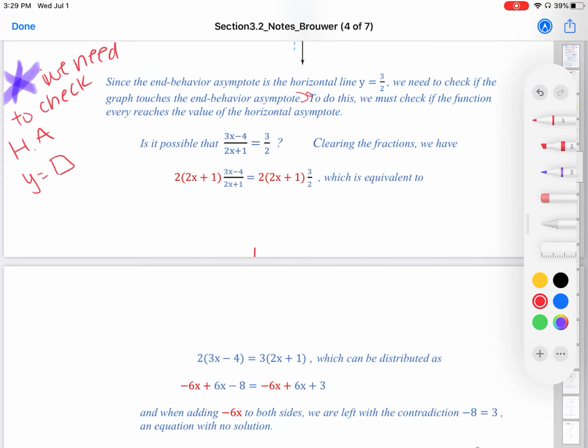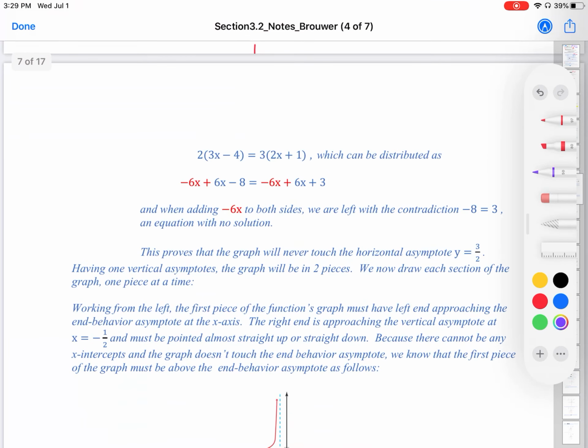We can do so by cross multiplying. So I can multiply 2 times the numerator and our denominator times our numerator. Once we do so, we multiply it out. So we're left with 6x minus 8 and 6x plus 3.